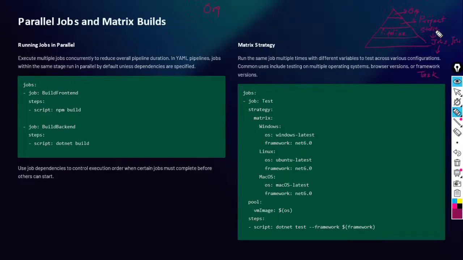And while doing the jobs, the jobs can be sequential. So this is job 1. Then the pipeline goes to job 2. Once job 1 is complete, it goes to execute job 2. If job 2 is complete, it goes to execute job 3. This is sequential.